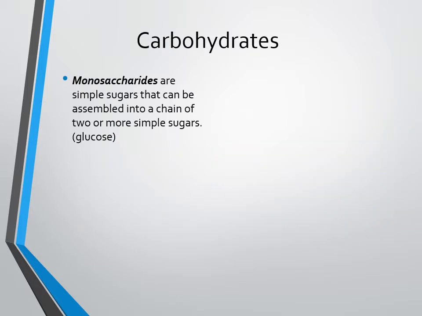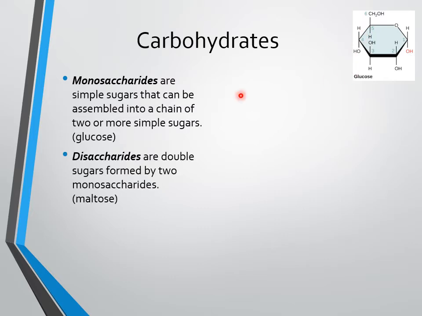So monosaccharides are simple sugars that can be assembled into a chain of two or more simple sugars. So if you're looking for the monomer of a carbohydrate, it is a monosaccharide. So like glucose right here.